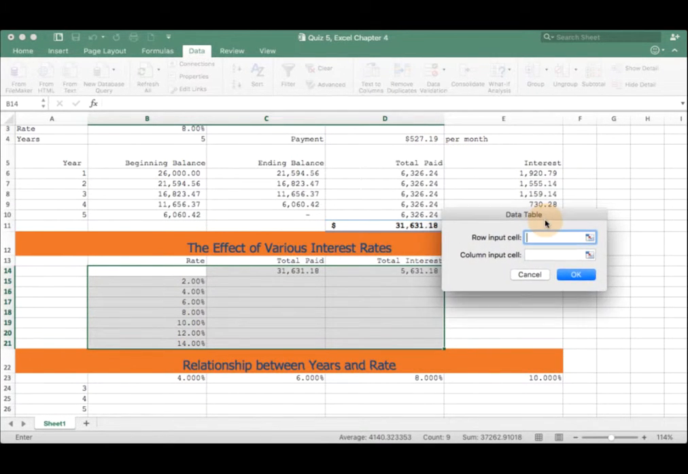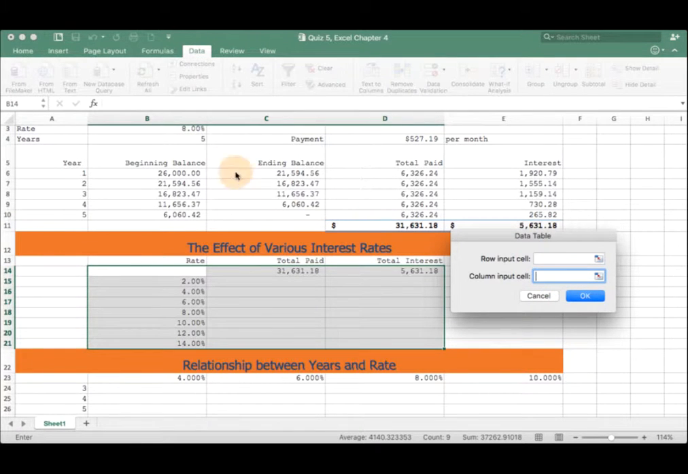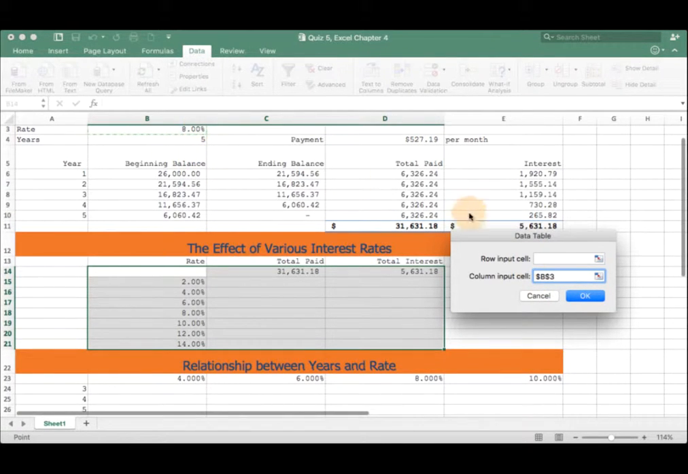And you need to define the column input cell as B3. Let me explain what this means. If you understand, of course, you can skip it. You're telling Excel that as Excel calculates the result for each row, you are going to be replacing B3. B3 has been used to calculate total paid and total interest paid up here.